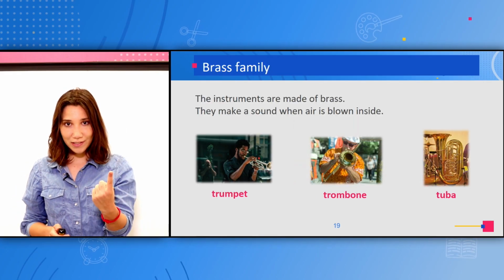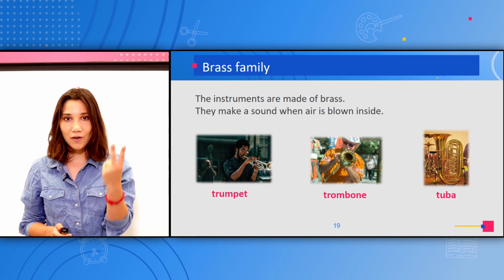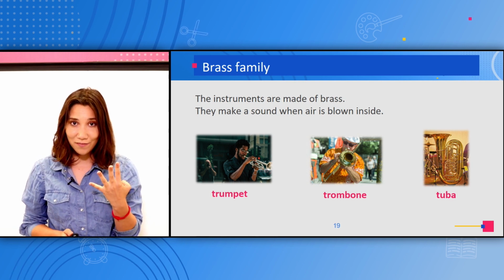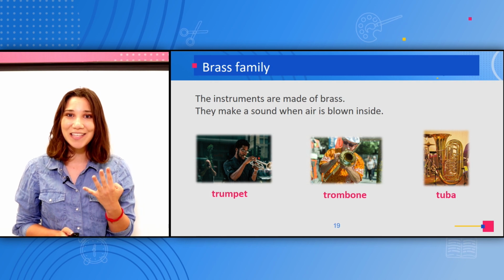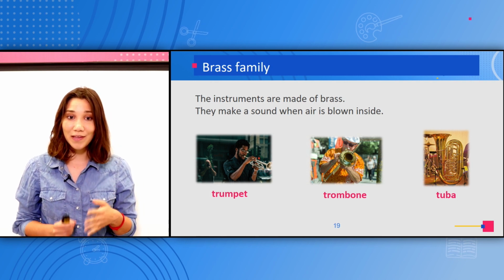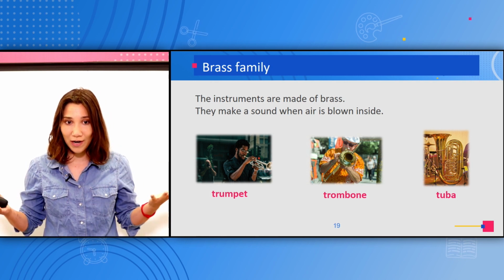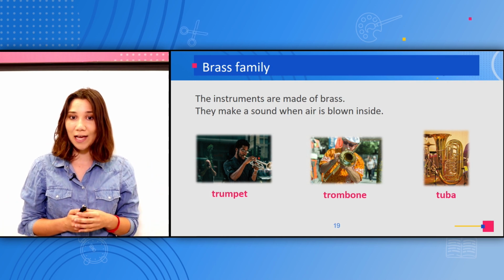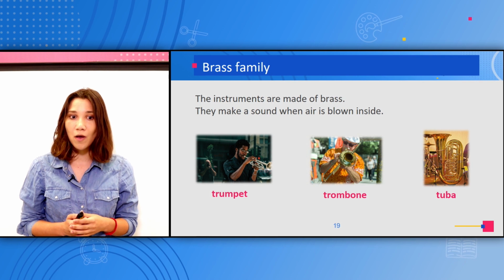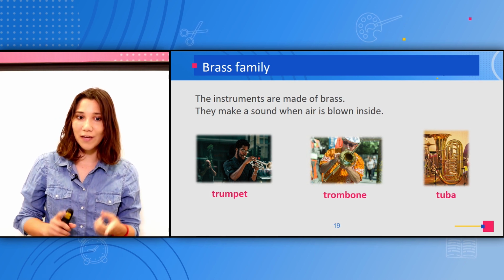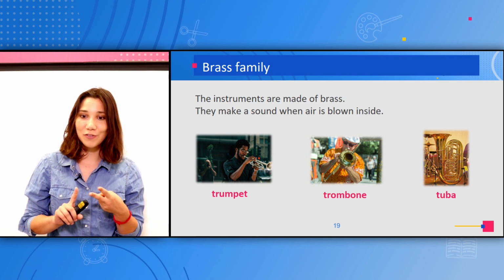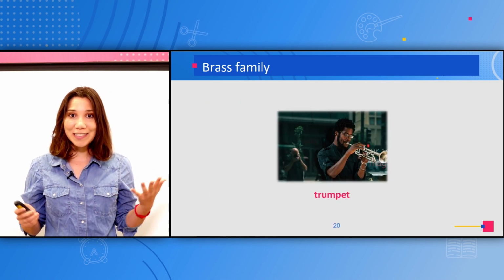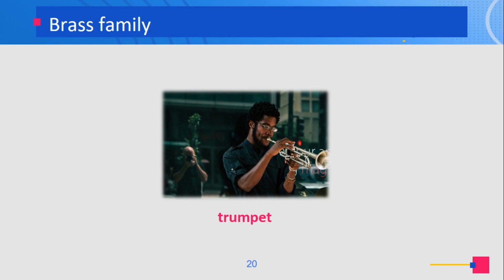So we did strings, percussion, woodwind, and now we have our last instrument family. This is the brass family. These instruments are made of brass, and like our woodwind instruments, they make a sound when you blow air into them. So we have the trumpet, the trombone, and the tuba. So this is what the trumpet sounds like.